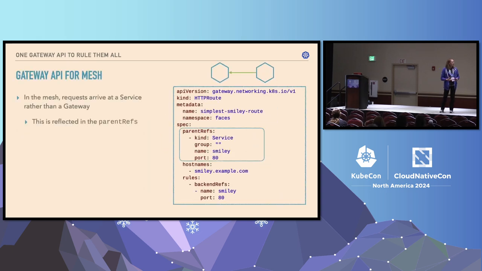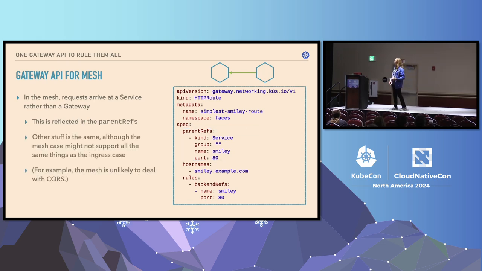So in the mesh, what you do is you use a parent ref of a service rather than a parent ref of a gateway. And this is saying any HTTP thing that shows up at the Kubernetes service named Smiley on port 80 should get routed over to the thing on Smiley on port 80. This is a very self-referential route, but this is OK. You can go ahead and get more complex with that.